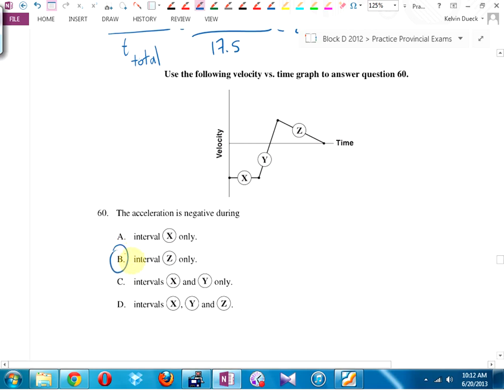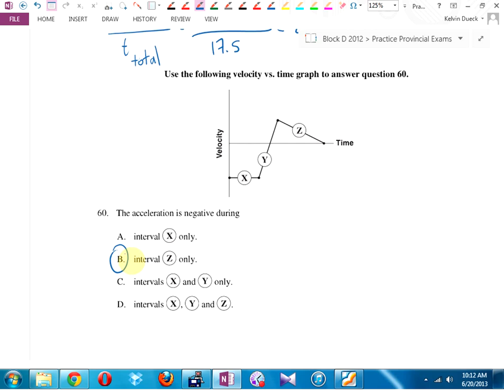Where is the velocity negative? Listen close, where is the velocity negative? All of X and part of Y. What's happening here? Describe it. The person is driving backwards.